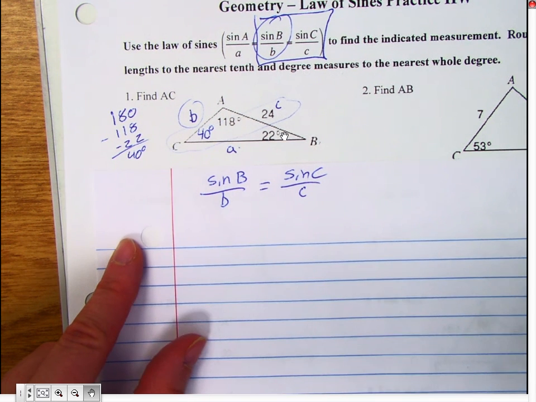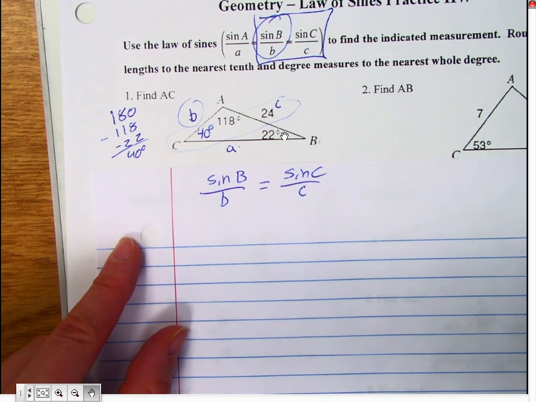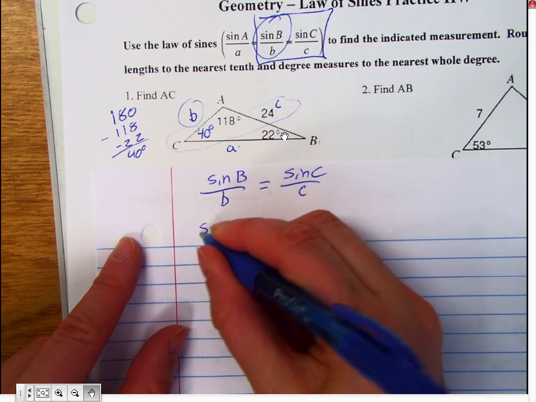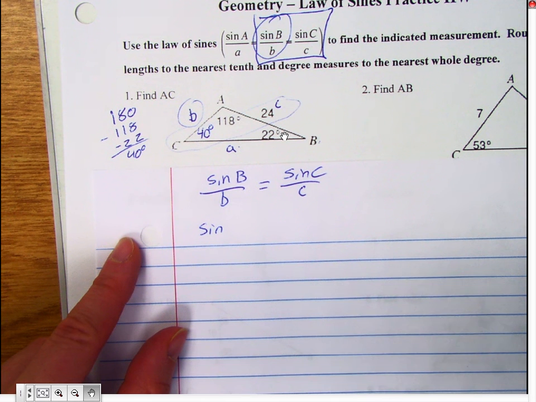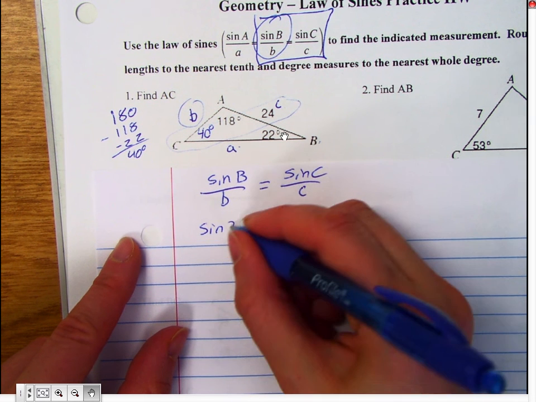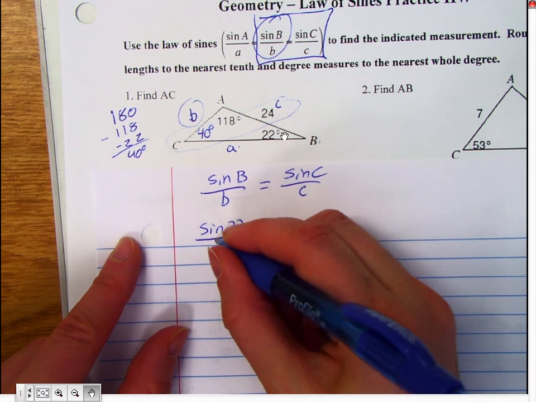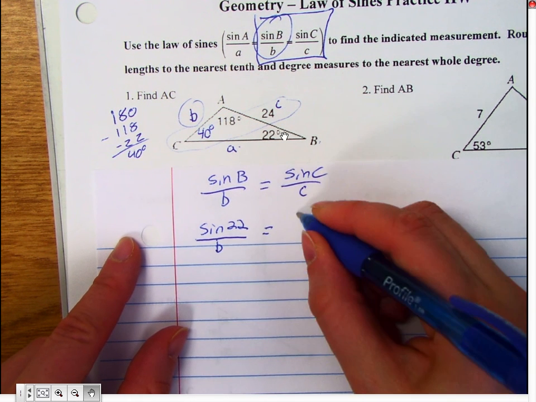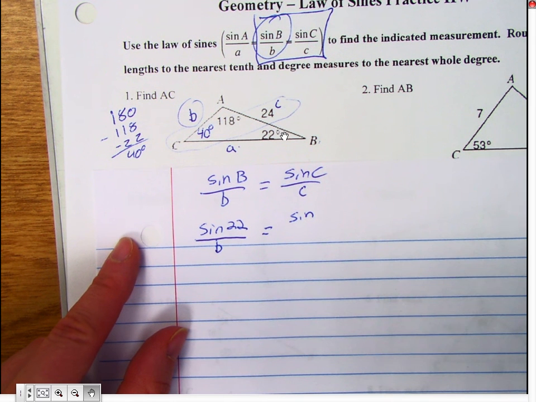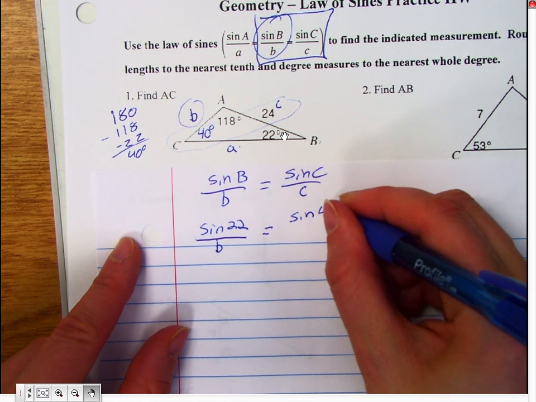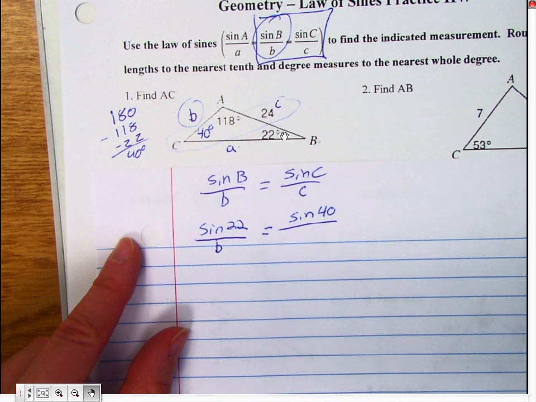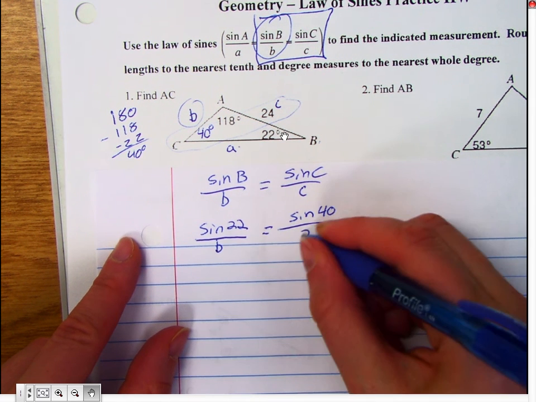My next step, ladies and gentlemen, is to replace those letters with numbers. Sine, what is the angle for B? 22. What is the side length for little b? Do we know it? So we're just going to leave it as little b. Good. Sine, what is the angle for big C? 40. 40, good. What is the side length for C? 20. Good. So far, so good.